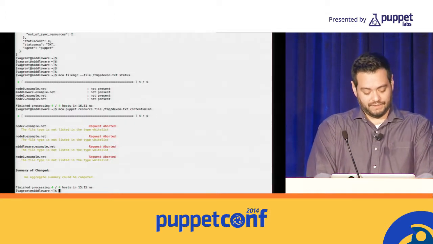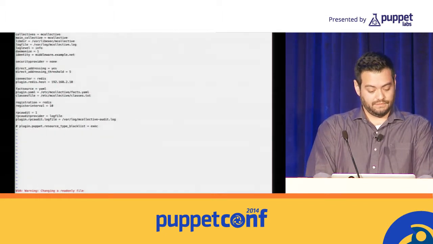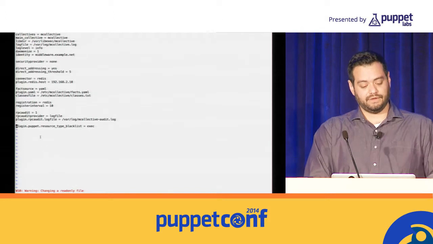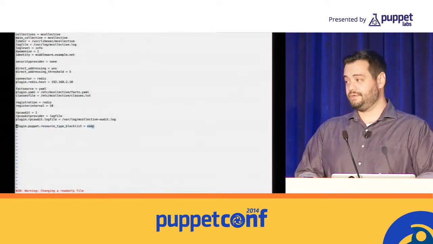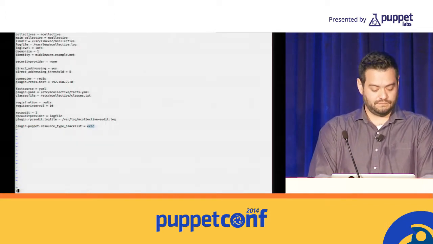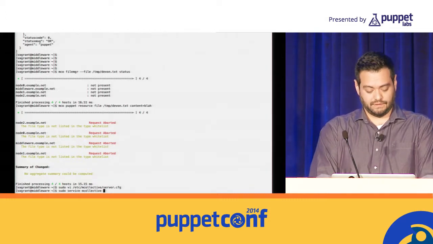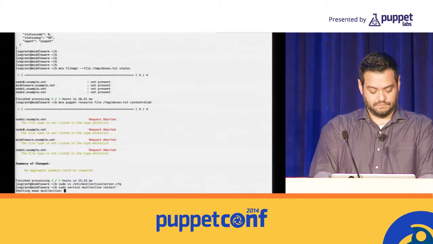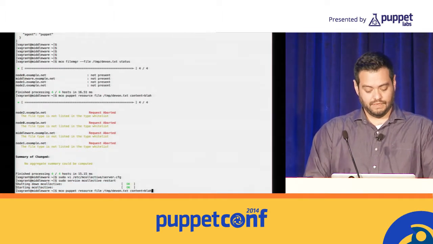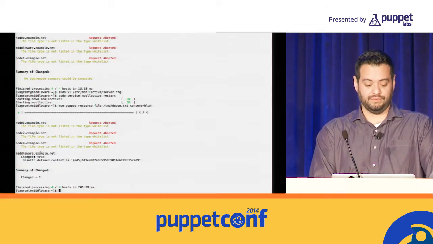What we'll go ahead and do here is enable this on one of our nodes. So we're setting this configuration parameter for this plugin. We're going to blacklist exec, which is automatically going to whitelist every other Puppet resource. We'll restart our agent here. And now, when we run that resource command, we should be able to create the file on just the one node where we enabled it.